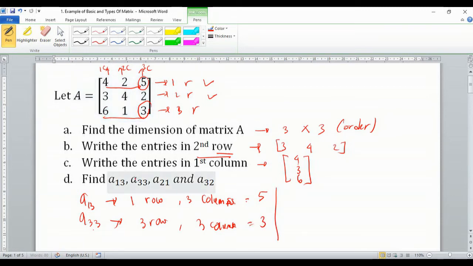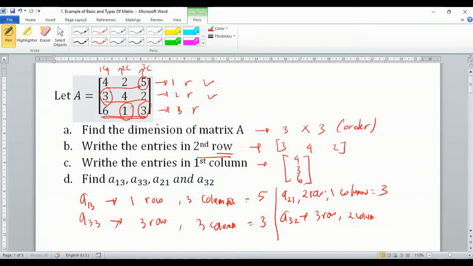How about A21? A21 means 2nd row and 1st column. 2nd row, and then 1st column. 3, 2, 3 again. How about A32? A32 is 3rd row, 2nd column. 3rd row, and the 2nd column in here. So this one is 1. Okay, everyone? I hope you understand what I'm explaining.